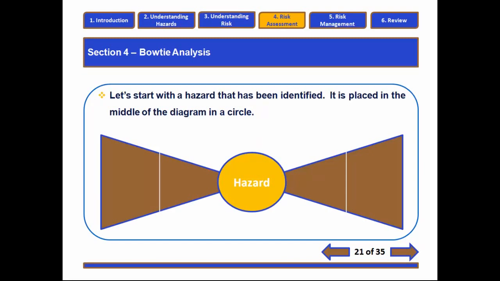So there we are on the screen. You can see our bow tie. It's a nice knot in the middle and two big bow parts off to either side. And in the center of your bow tie is your hazard. So everything revolves around the hazard in bow tie analysis.